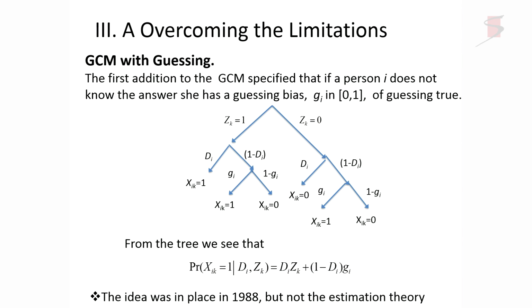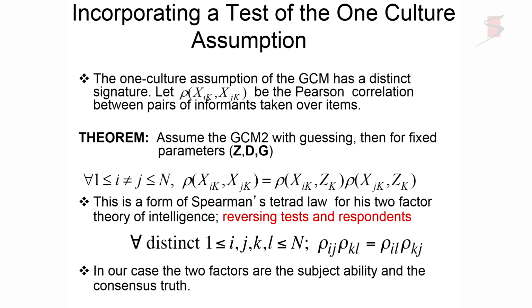Remember, the conditional independence assumption: the probability of the giant matrix is this giant product, and this is how you're getting those individual terms. We had the idea, but we didn't know how to do the estimation theory. Now, this is the important result, I think, about an adequate test of the one culture assumption.